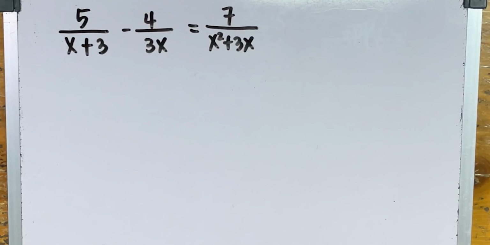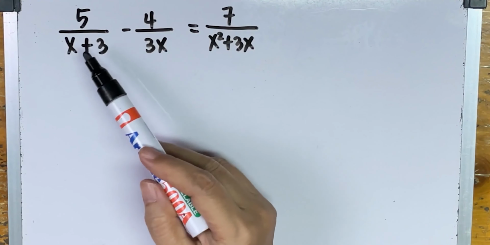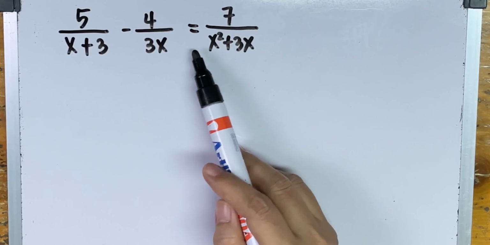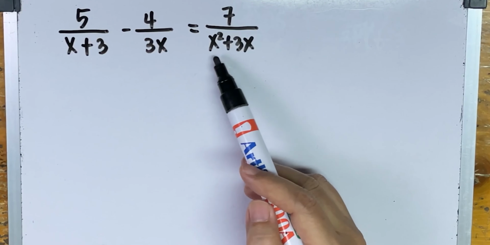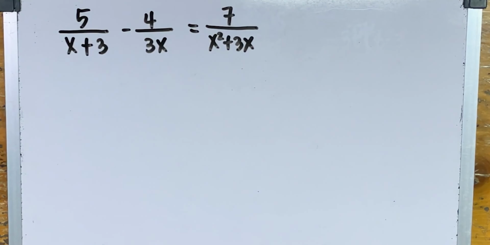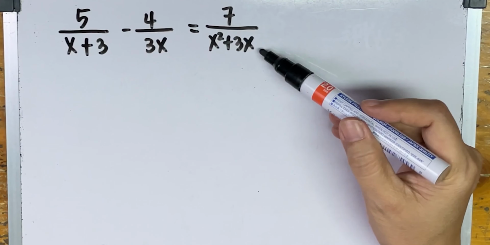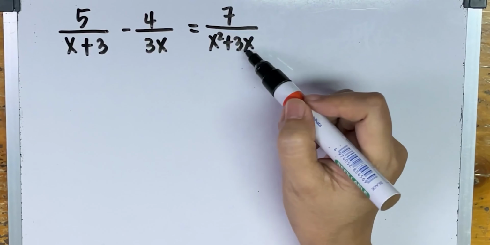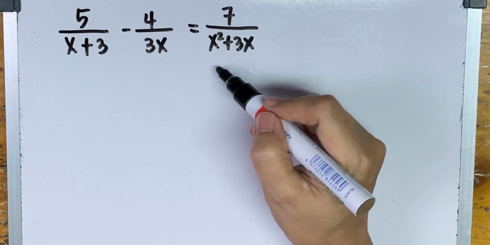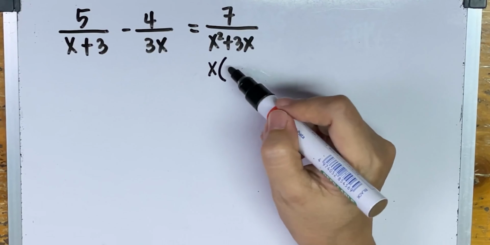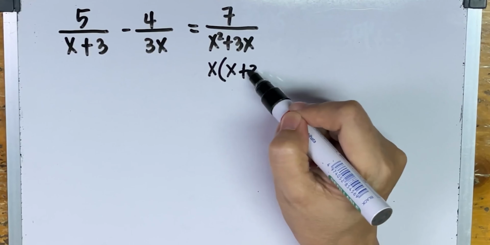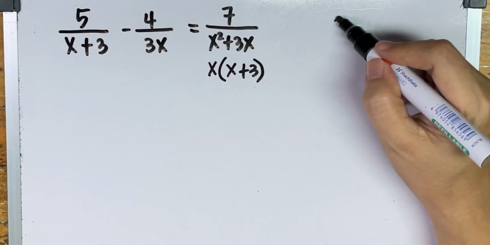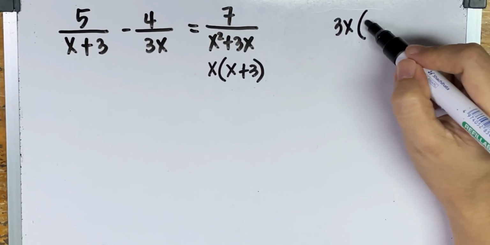Okay, for our next example, 5 over x plus 3 minus 4 over 3x equals 7 over x squared plus 3x. Now, itong denominator na to, pwede nating kunin yung factors. Ang factors nito kasi merong siyang common factor na x. That will be x and x plus 3. Kunin natin ng LCD. Ang LCD nito would be 3x times x plus 3.